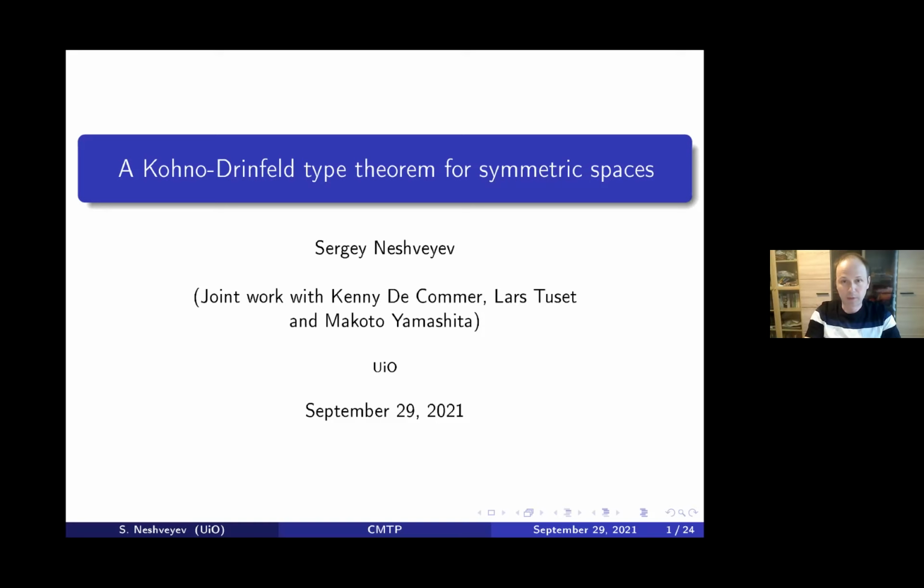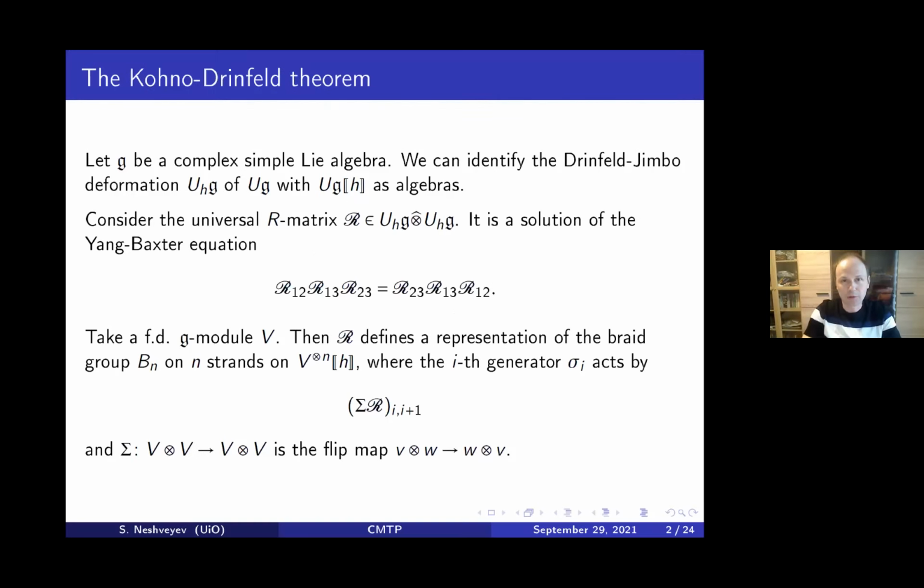So let me start first by reminding what the Kohno-Drinfeld theorem is. So we start with a complex simple Lie algebra g, and we consider the Drinfeld-Jimbo deformation U_h g of the universal enveloping algebra of g. And since we're in the simple case, as algebras we can identify this quantized universal enveloping algebra simply with the algebra of formal power series with coefficients in Ug. And inside this algebra, there is a universal R-matrix, precisely an element in the second power of this algebra, and it is a solution of the Yang-Baxter equation.